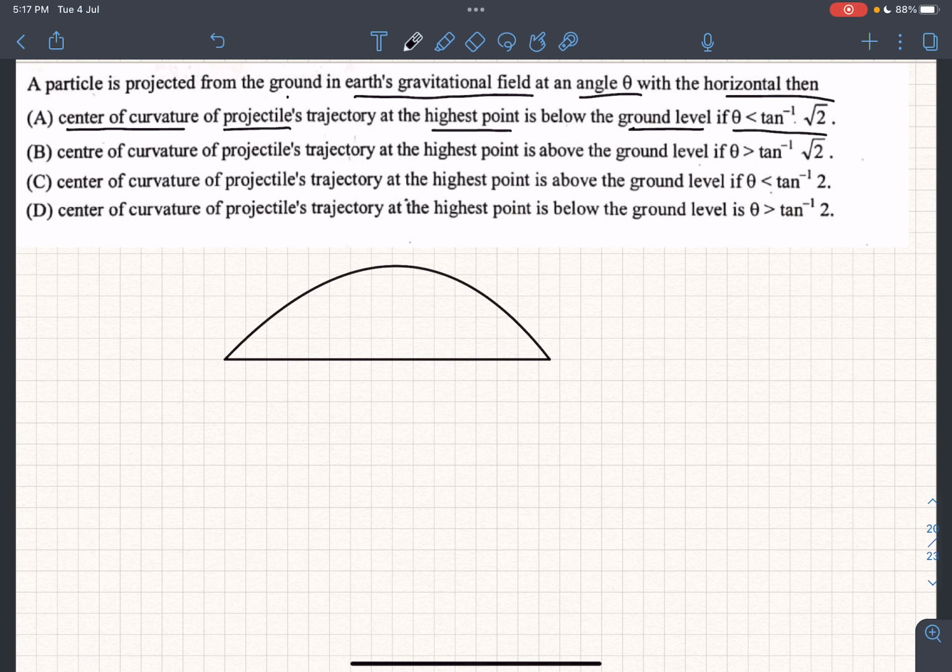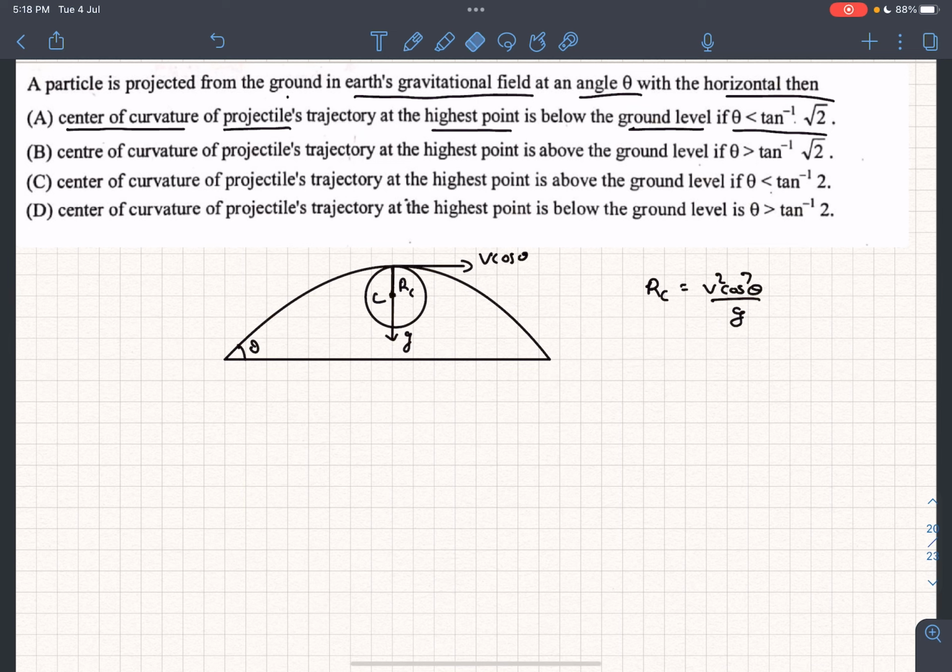They're talking about the center of curvature at the topmost point. So this is going to be the radius of curvature at the topmost point, so let's try to find that. If it is projected with an angle theta, the velocity at the topmost point is going to be v cos theta, and the perpendicular acceleration is simply g downwards, right? So the radius of curvature at the topmost point is going to be v squared cos squared theta divided by g. And in the question, we have to make sure that this center point C comes below the ground.